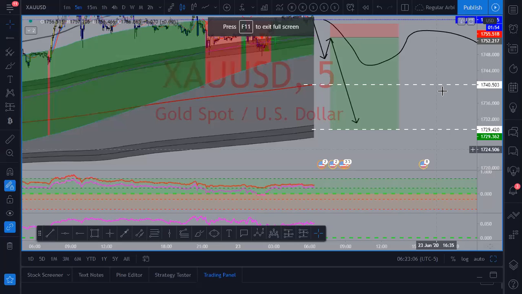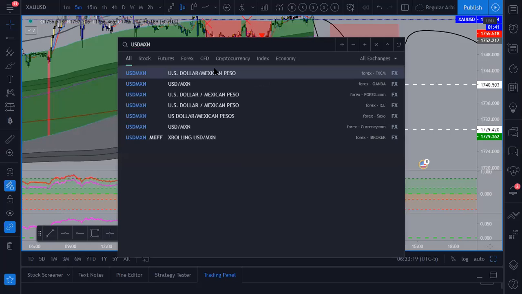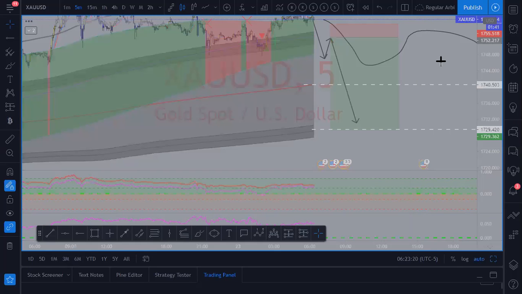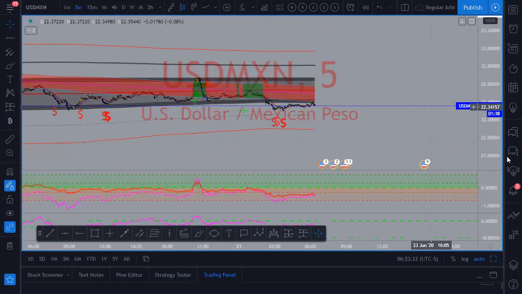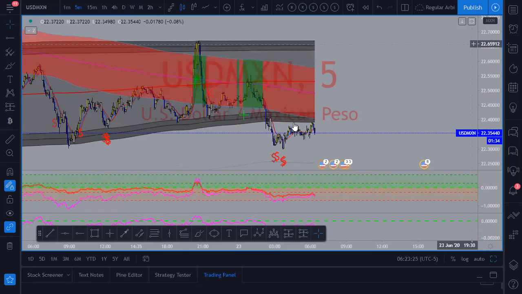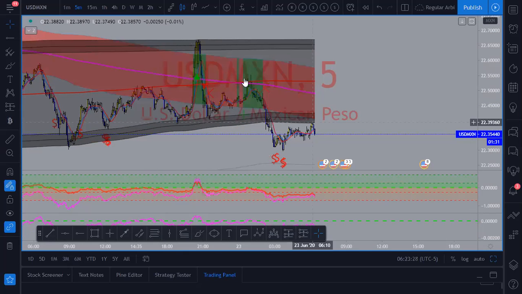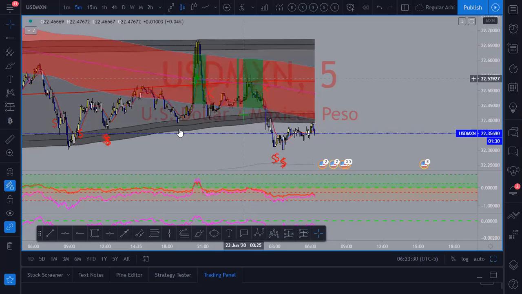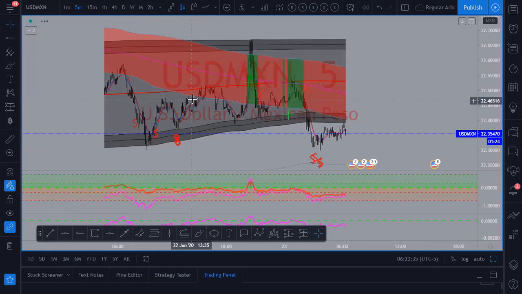Awesome, no problem. Okay, so let's go ahead. USD Mexican. Let me just look at it on the 5 minute because it will probably look better on here. It looks kind of the same thing as on the 1 hour. For me, this already looks like it's in a downtrend. It's been in the downtrend for quite a while now.